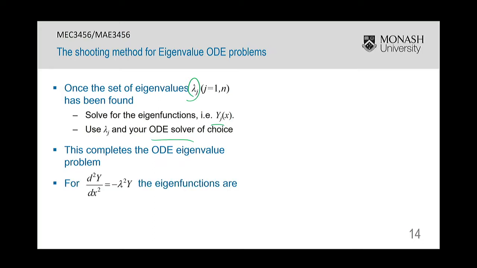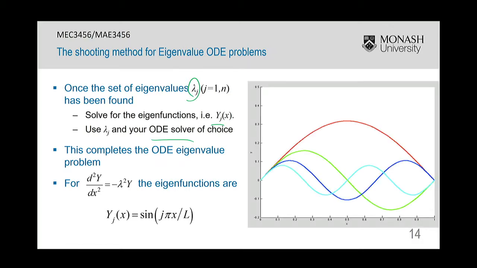For our particular problem here, d squared y dx squared is equal to negative lambda squared y, the eigenfunctions are y of j is equal to sine of j pi x divided by L. And they look like those functions in the graph there. So that's the eigenfunction for j is equal to 1, j is equal to 2, j is equal to 3, j is equal to 4, and so on.